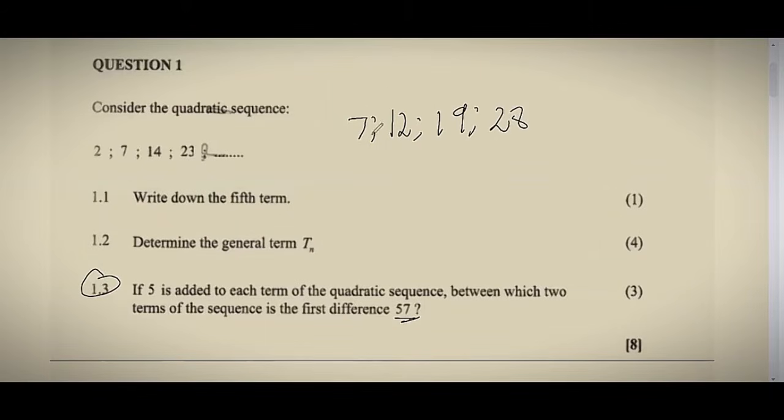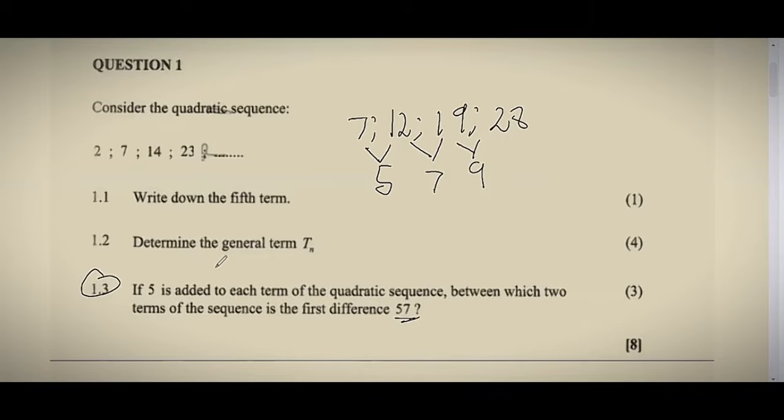If we say 12 minus 7, right? So 12 minus 7 still gives us what? 5, right? And then if we say 19 minus 12, this still gives us 7. And then if you say 28 minus 19, this still gives us 9. So this in a way does not change your first difference, right?